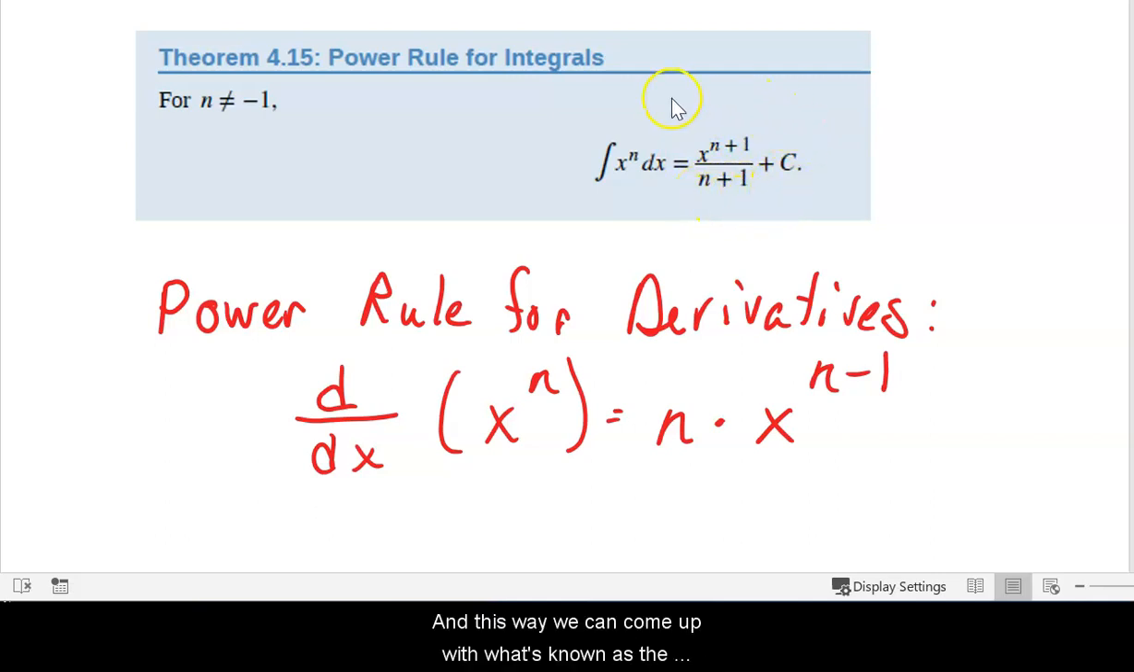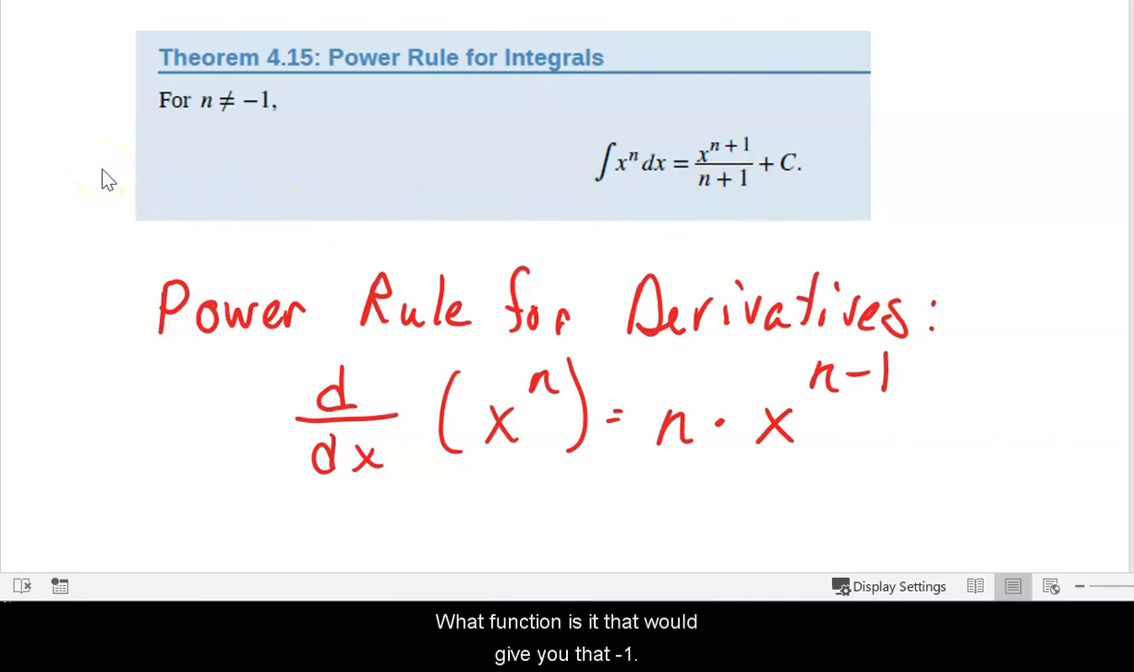In this way, we can come up with what's known as the power rule for integrals. The integral of x to the n is x to the n plus 1 divided by n plus 1 plus some unknown constant. The constant represents those infinitely many family of antiderivative functions. Note that this does require that n not be equal to -1. If n is -1, we would end up with 0 in the denominator, and we know that can't happen.